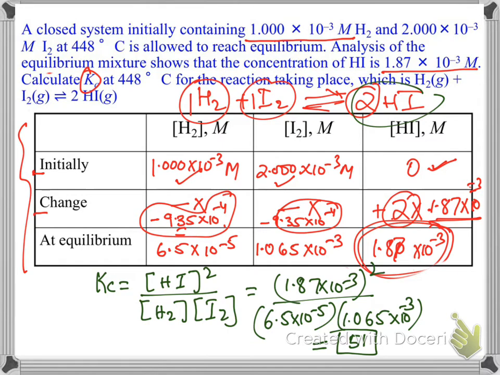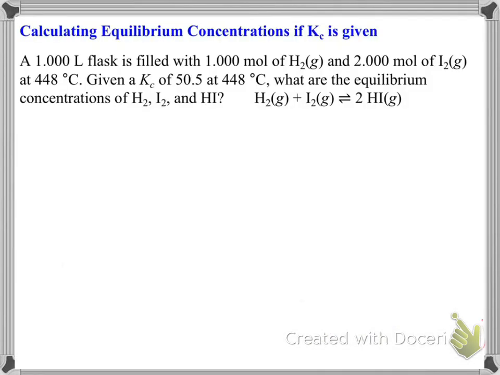Now here, initial concentrations were given. One of the equilibrium concentrations was given, and we found out Kc. What if, look at this next problem, what if Kc is given? Here the Kc is given, and what they are telling you is to find the equilibrium concentrations.